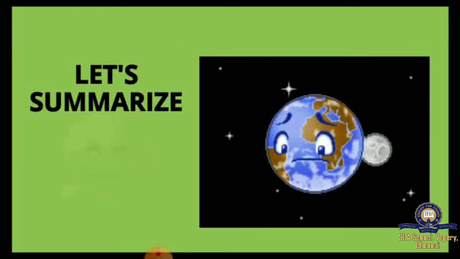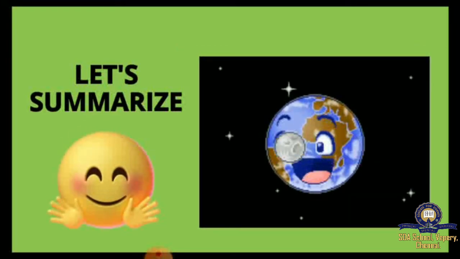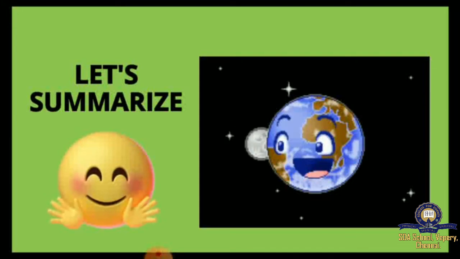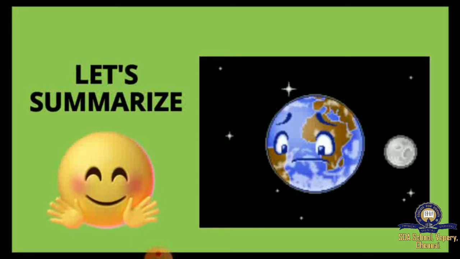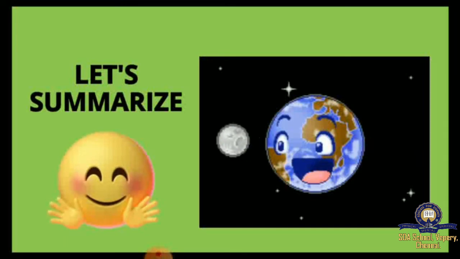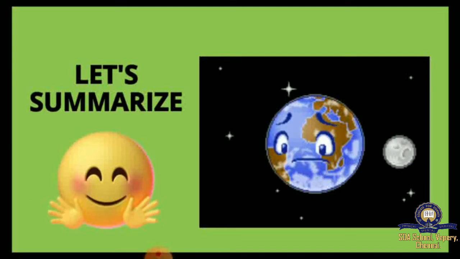First, we learnt about revolution. Revolution is the movement of Earth around the sun. This movement is called revolution. The Earth revolves along a fixed path, that is orbit. Orbit is the path that an object takes when it goes around a star, a planet or a moon. That is called orbit. The orbit will be oval in shape.